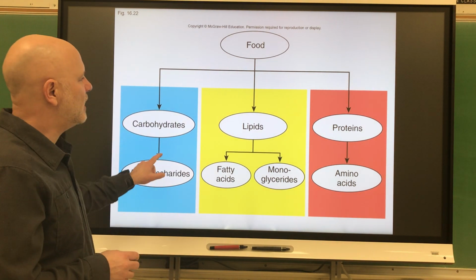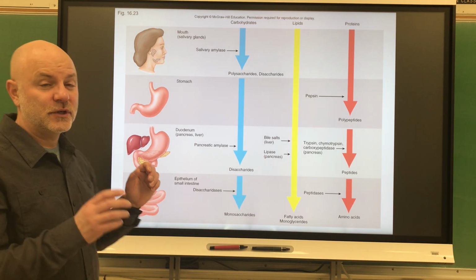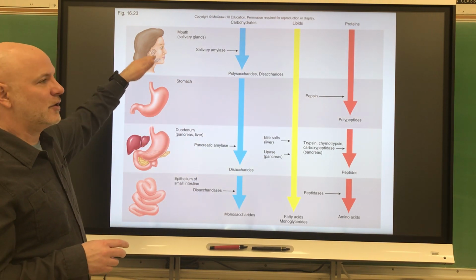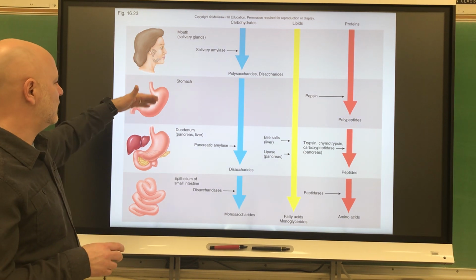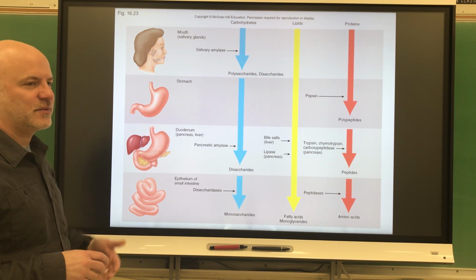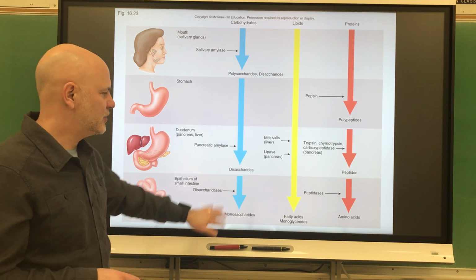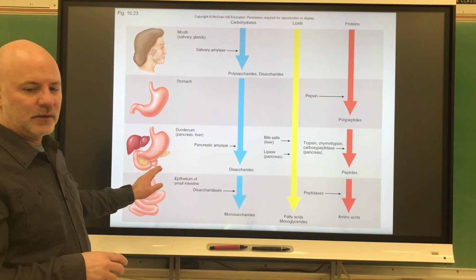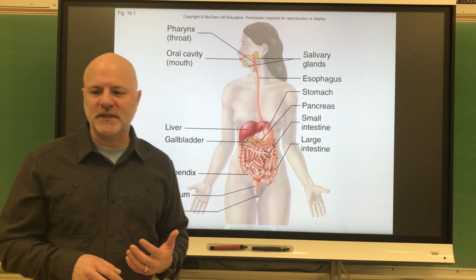All right. Now let's take a look at chemical digestion. This is showing where chemical digestion occurs. This occurs in our mouth, through the saliva, in our stomach, in our small intestine as well. And this is just showing where some of those things are absorbed. All right. So now let's look at our digestive system.